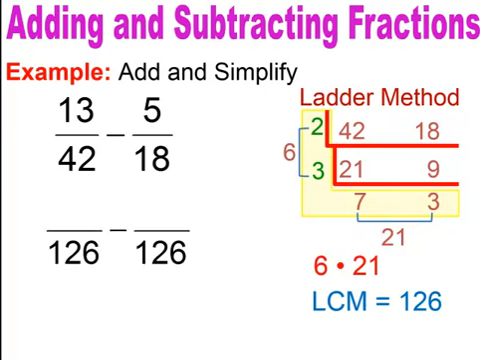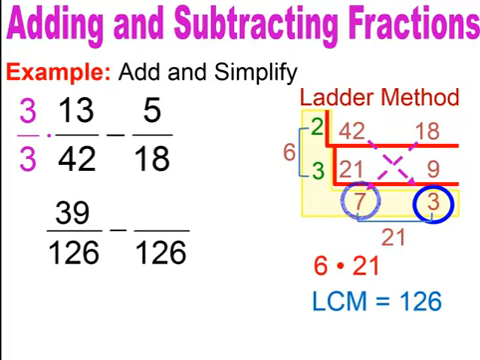So now I need to convert these fractions to have the common denominator of 126. At this point, to convert the 13 over 42 to have the denominator of 126, I need to multiply 42 by the number that will give me 126. Well, when you use the ladder method, the number that you're going to multiply by is always going to be the bottom diagonal number. So when I multiply 42 by 3, I will end up getting my least common multiple of 126. So when I multiply 42 by 3, I need to also multiply that 13 by 3. So 13 times 3 gives me 39.